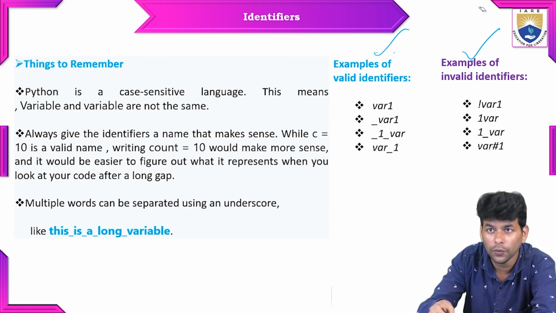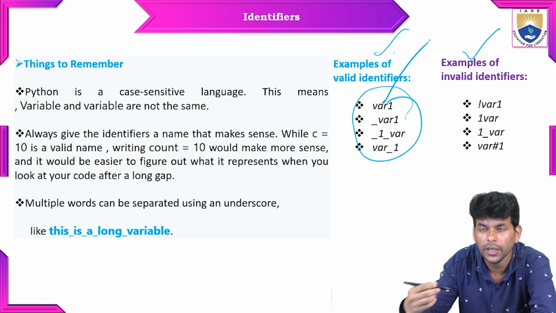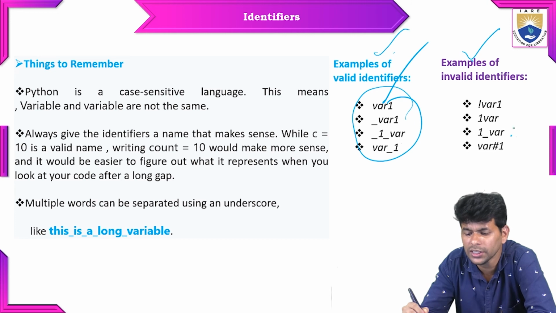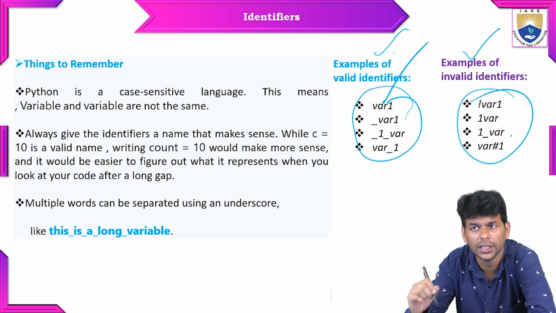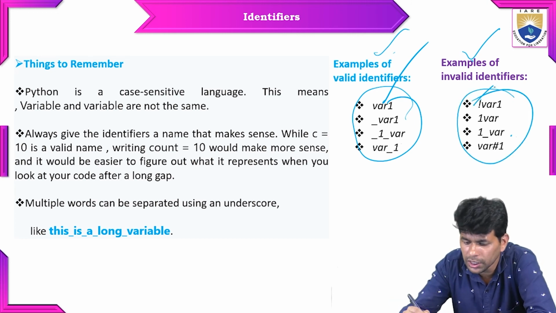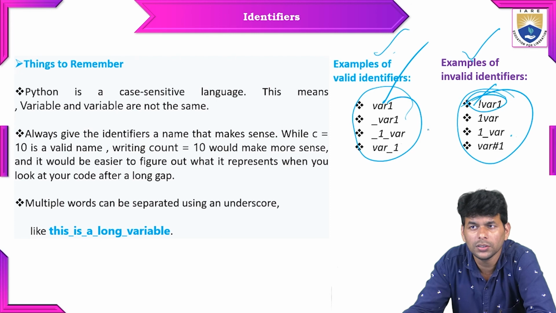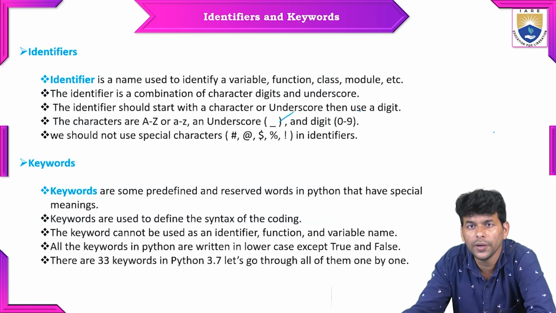These all four will be valid identifiers. When it comes to these four here, the first one starts with the not operator. So this is not at all a valid one.